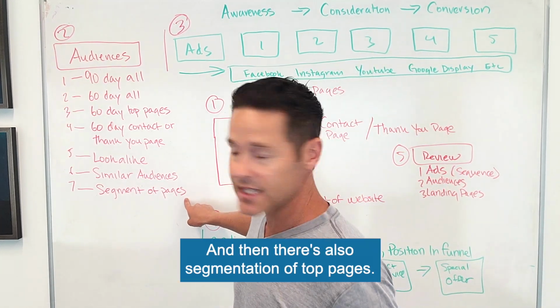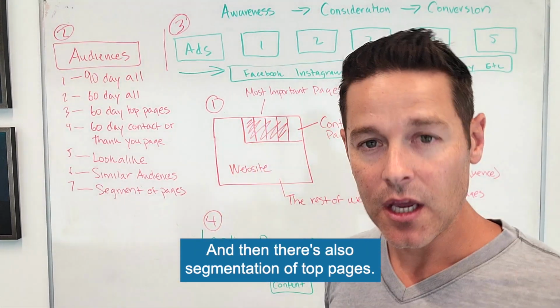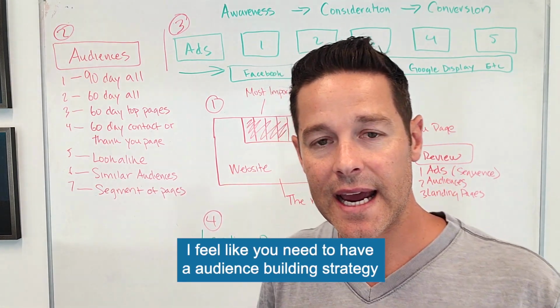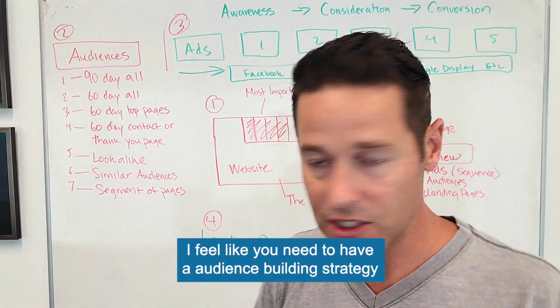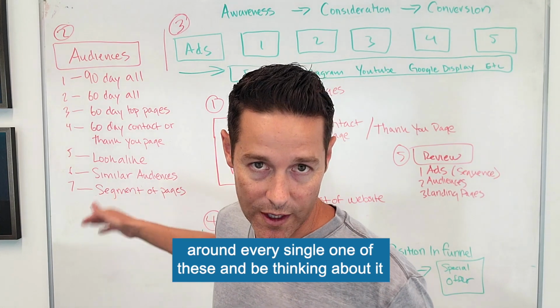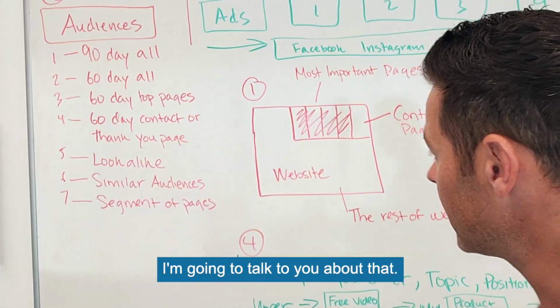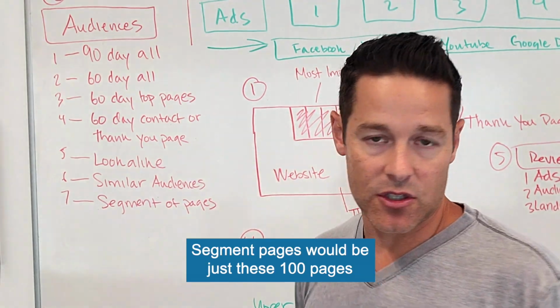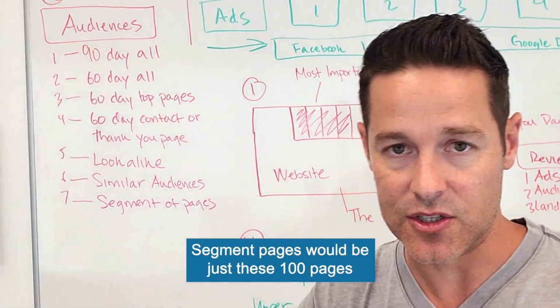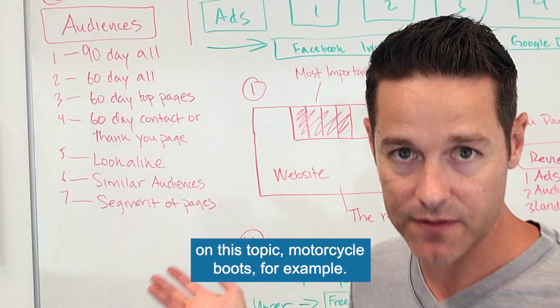And then there's also segmentation of top pages. For me, I feel like you need to have an audience building strategy around every single one of these and be thinking about it in a very deliberate way. I'm going to talk to you about that. A segment of pages would be just these 100 pages on this topic, motorcycle boots, for example.